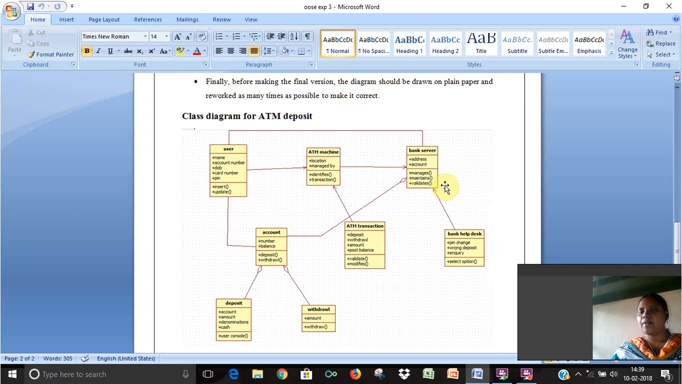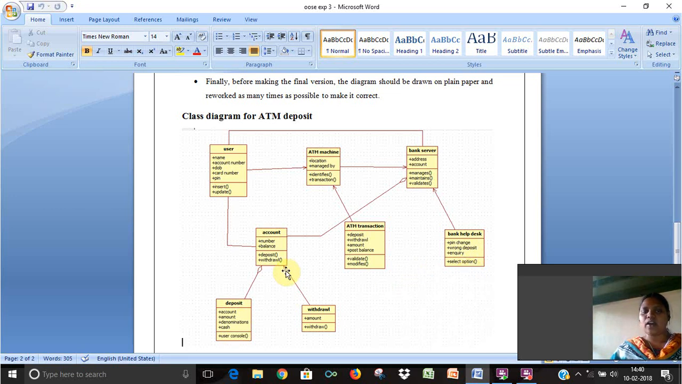Whenever some problem occurs, a user will ask for help from the bank server. The bank server will have this bank help desk. If they forgot their PIN, they can change their PIN. If they deposit into a wrong account, they can ask about the wrong deposit. There is also inquiry, where we can inquire about the doubts we are having. We can select one of these options. So this is the bank help desk class.